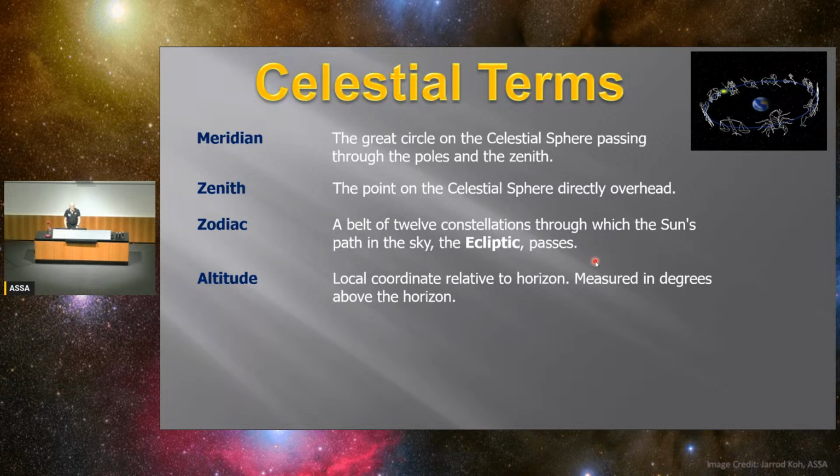Altitude, this is a local coordinate system relative to the horizon, measured in degrees above the horizon. And azimuth is a local coordinate measured in degrees eastward of north.